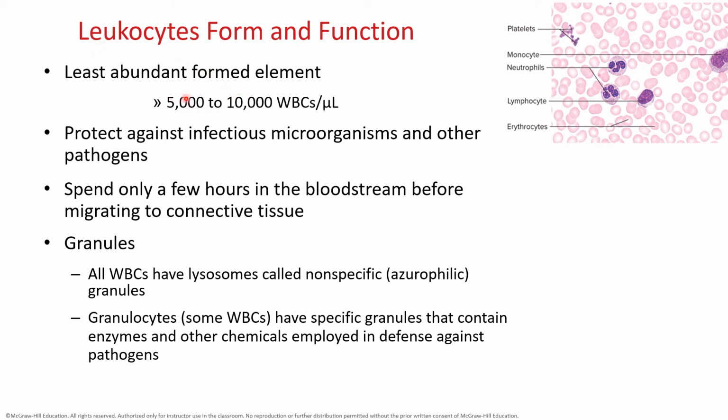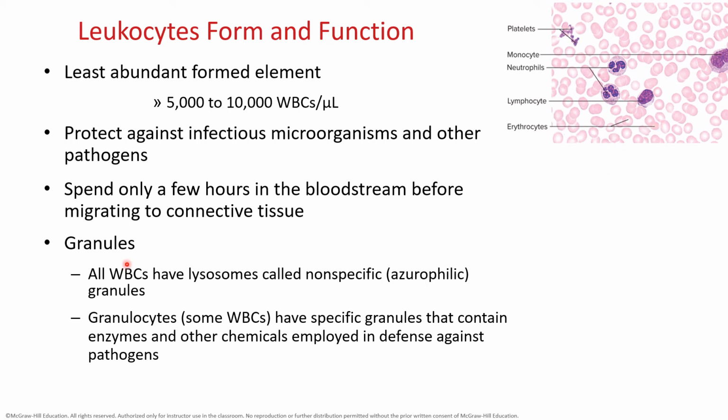They're the least abundant formed elements. You look at the slide up here, and you can see tons of erythrocytes. Those are the most common formed elements. Then you have some platelets here. These are the least abundant formed elements. These are going to protect against infections, microorganisms, and other pathogens. They're only going to spend a few hours in the bloodstream before they migrate to connective tissue.